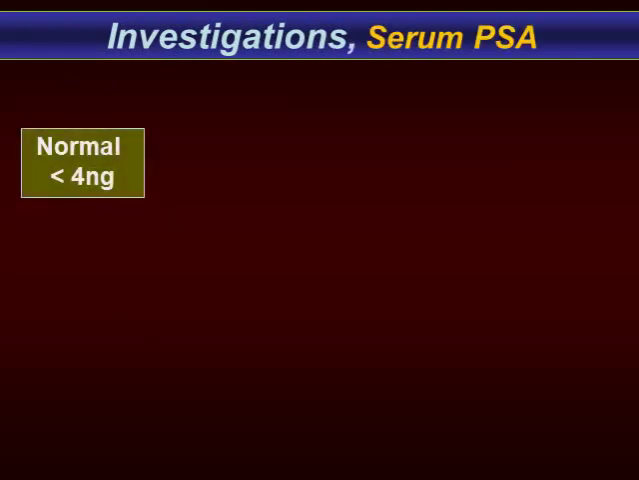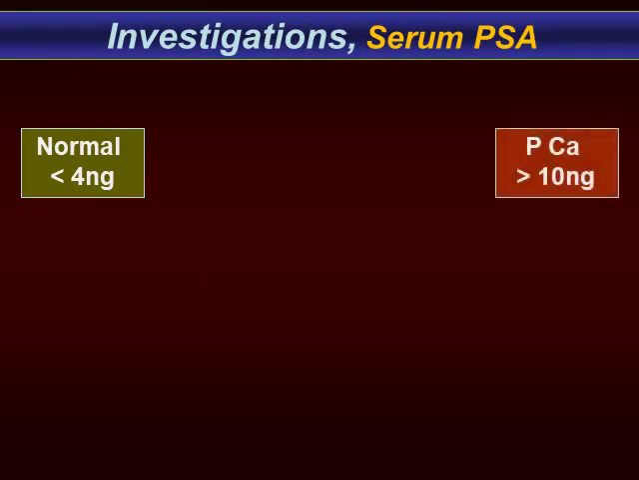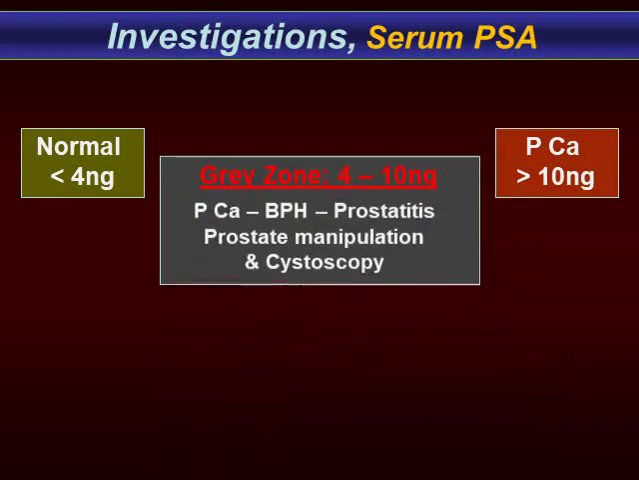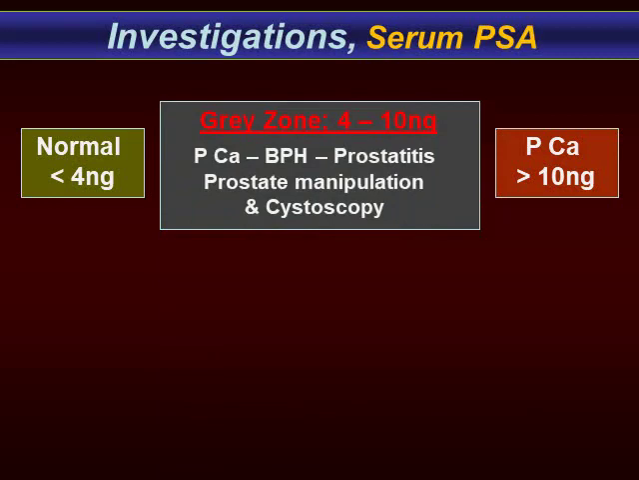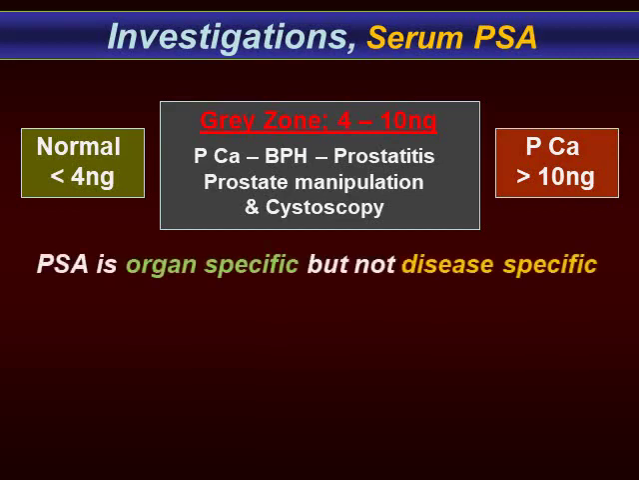The normal PSA should be less than 4 nanogram. If it is above 10 nanogram, this is definitely prostate cancer, and this patient requires prostate biopsy. So there is no problem in patients with PSA less than 4 nanogram. The clinical dilemma is if we have PSA between 4 and 10; this is called the gray zone. PSA is organ specific but not disease specific. This means it is organ specific, it arises from the prostate.